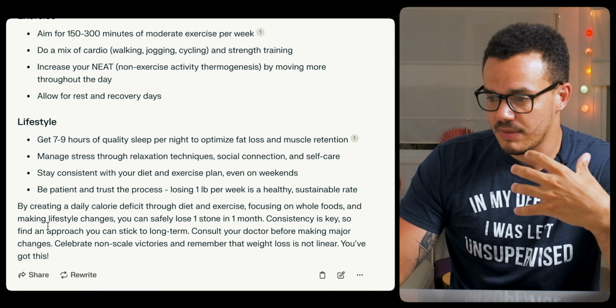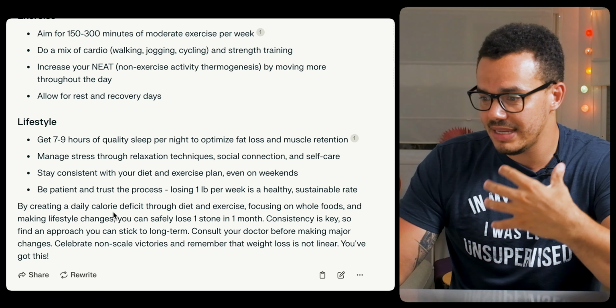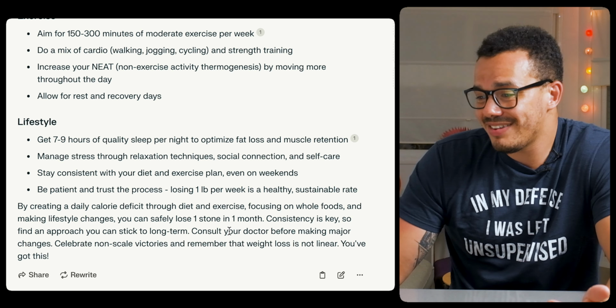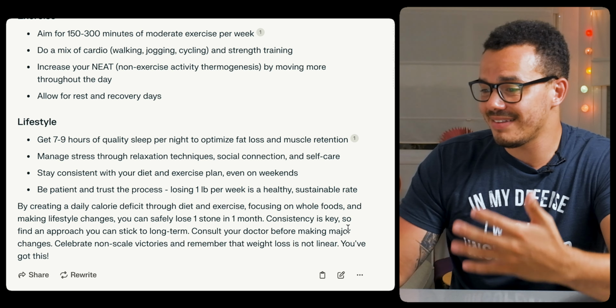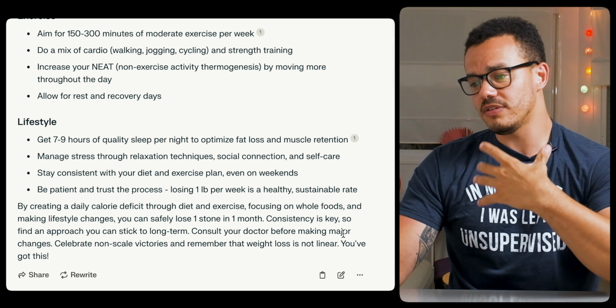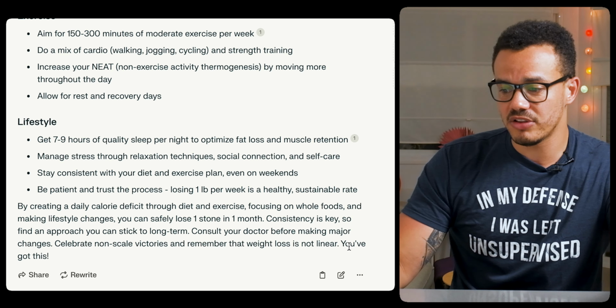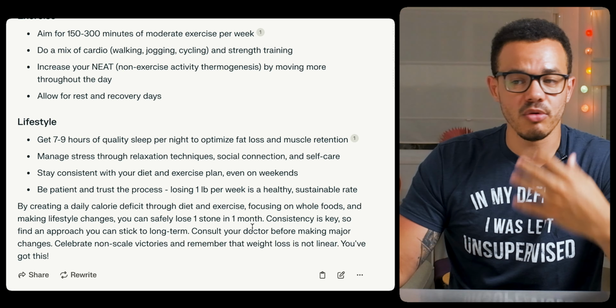But at the end, it just gives a bit of a conclusion. Creating a daily calorie deficit through diet and exercise will help you lose 1 stone in 1 month. Consistency is key, so find an approach you can stick to long term, and remember to consult your doctor before making any big changes. Again, pause it and read the rest.